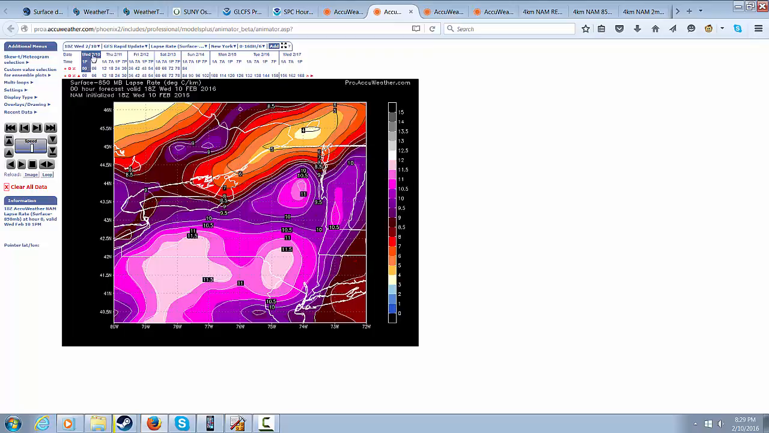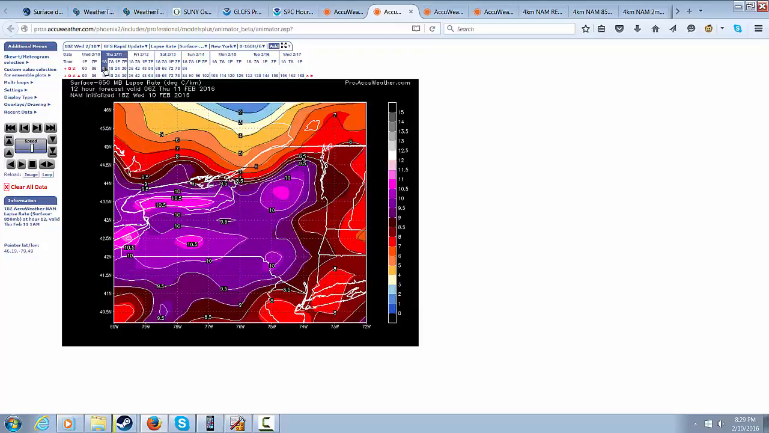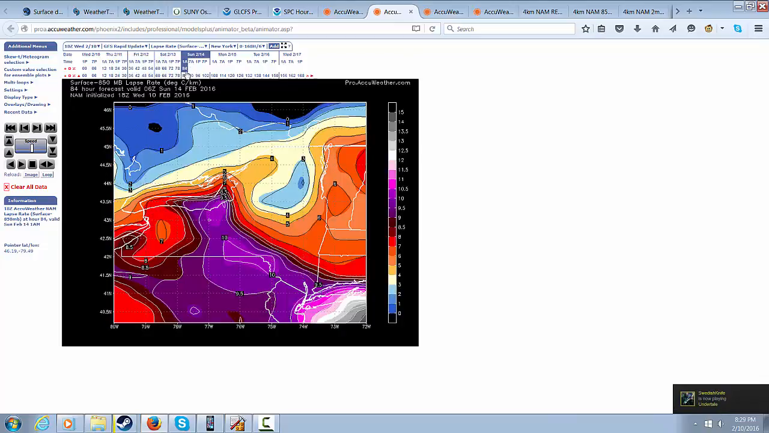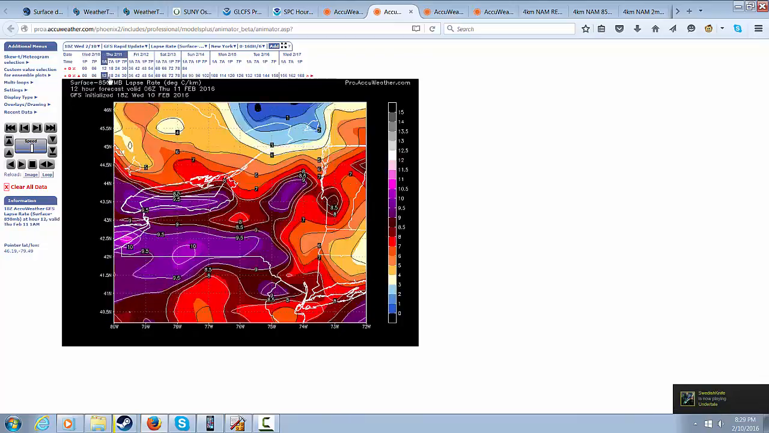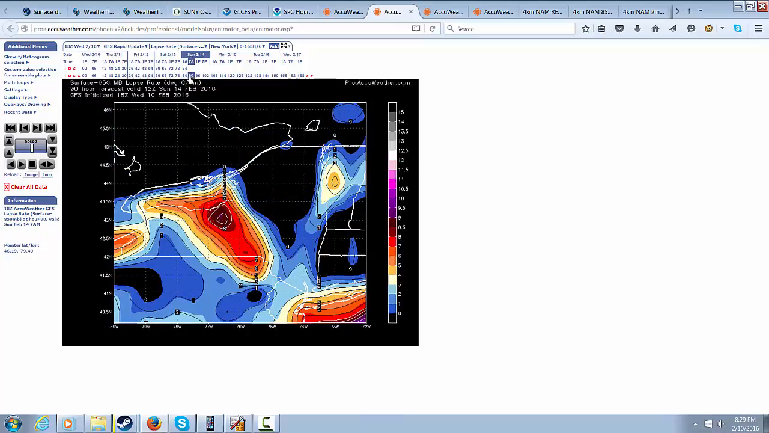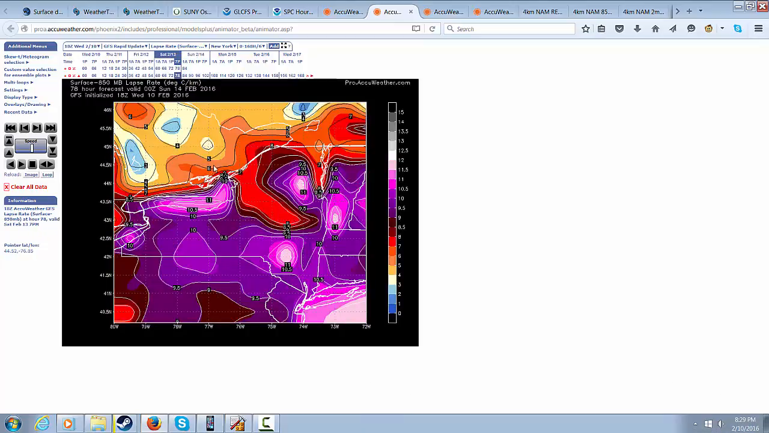So now we're going to look real quick at the surface to 850 millibar lapse rate, because the surface to 850 millibars is usually where you want a very high lapse rate for lake effect snow over the lake. Excuse me. So during this time, we have consistent, strong, unstable lapse rates over the lake. So this is going to help the environment produce lake effect snow into the weekend.